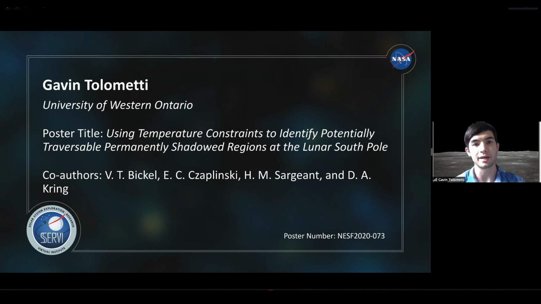So we use Diviner annual and maximum temperature data to constrain these temperature conditions and narrow down what PSRs that are greater than 0.15 kilometers squared could potentially be traversable for robotic platforms. So if you would like to learn more about where we could send robotic platforms to look for water ice deposits, come see our poster number 73 tomorrow morning.